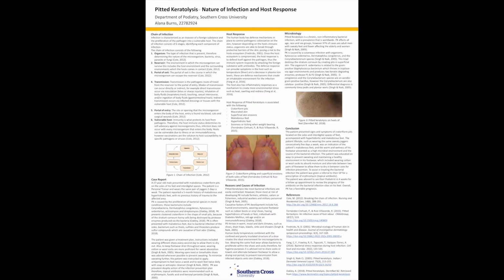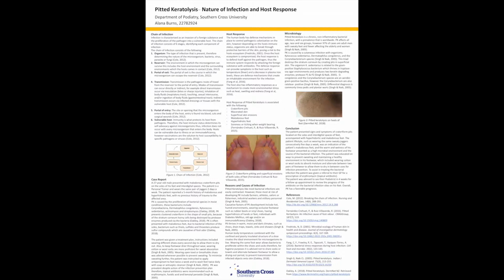Today I will be presenting pitted keratolysis and the nature of infection and host response. First, I would like to discuss the chain of infection. Infection is characterized as an invasion of a foreign substance and the proliferation of the pathogen into a vulnerable host. The chain of infection consists of 6 stages, identifying each component of infection.